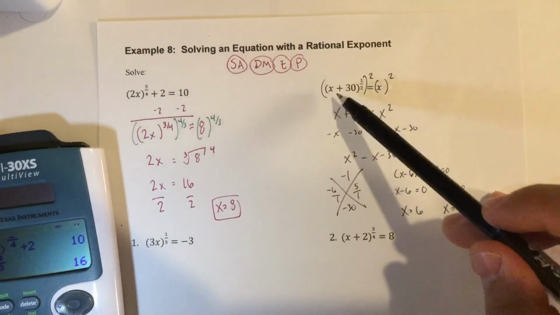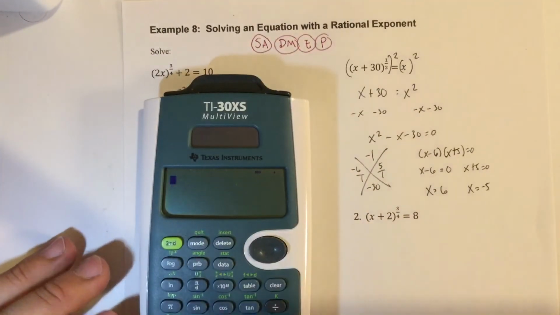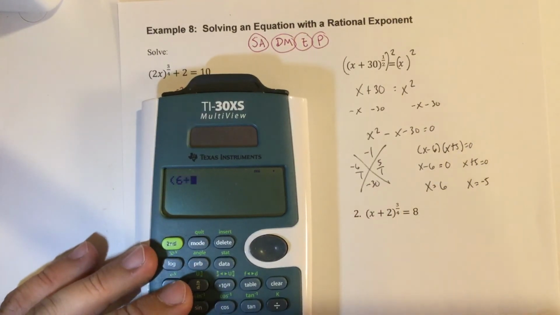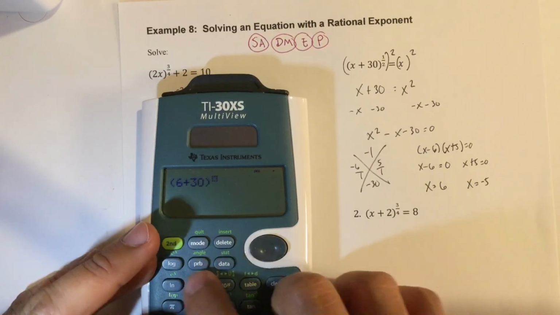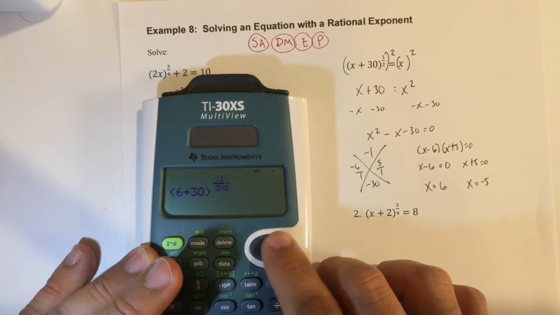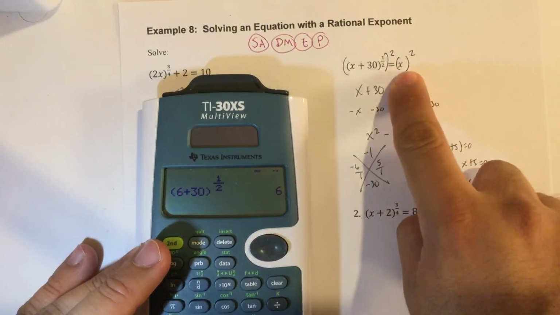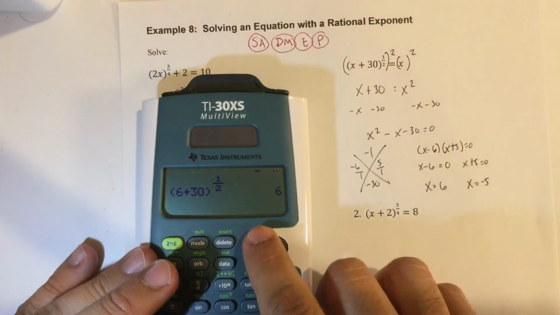If you plug these in, I can do that real quick. So we have parentheses, let's start with 6 plus 30, close parentheses, raised to the 1/2 power, which is, oh, so what did I plug in? 6, so there should be a 6, so 6 does equal 6, that's good.